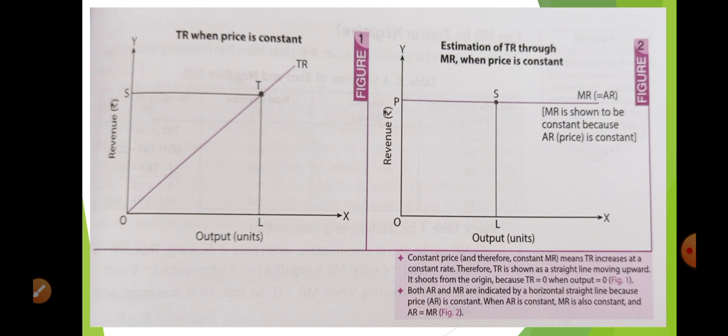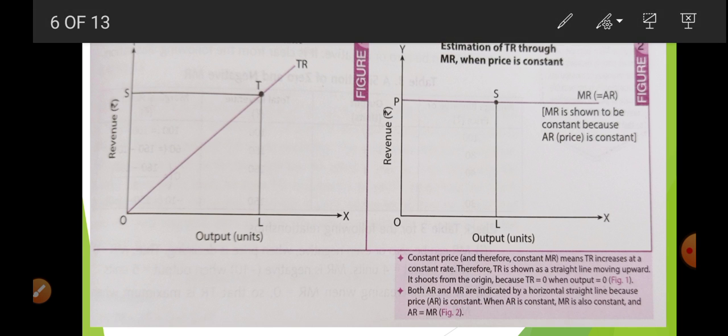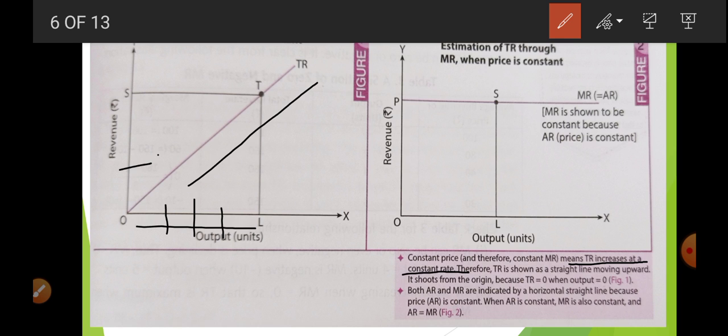When we plot it graphically on the graph paper, what do we find? We find that total revenue is increasing, it is upward sloping. Why? Because TR increases as output increases. As output increases, our total revenue also increases, but it increases at a constant rate. Here it is written, TR increases at a constant rate. TR shows as a straight line moving upward.